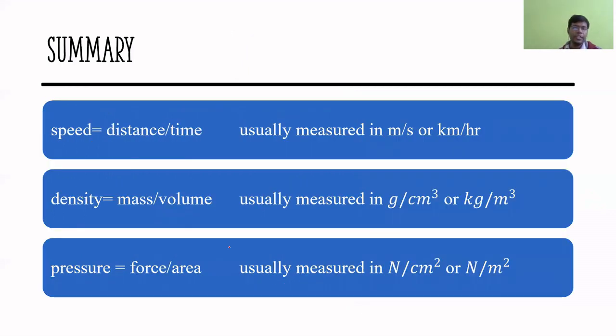And next we had discussed the compound measures, that is the speed. Speed was distance by time. It is basically the rate with which the distance is changing. And usually it is measured in meters per second or kilometers per hour.